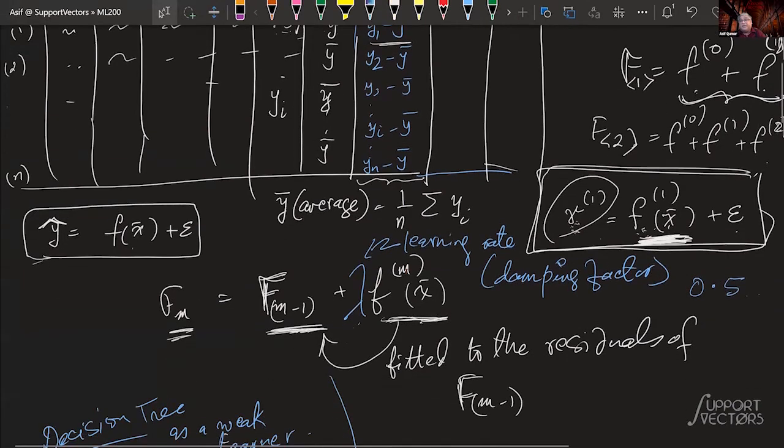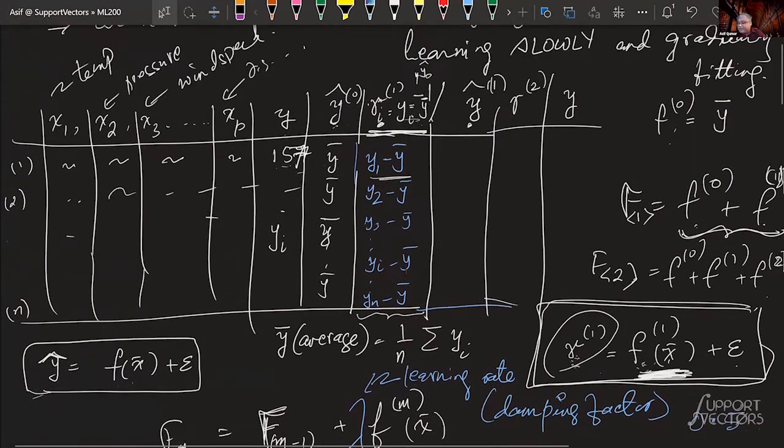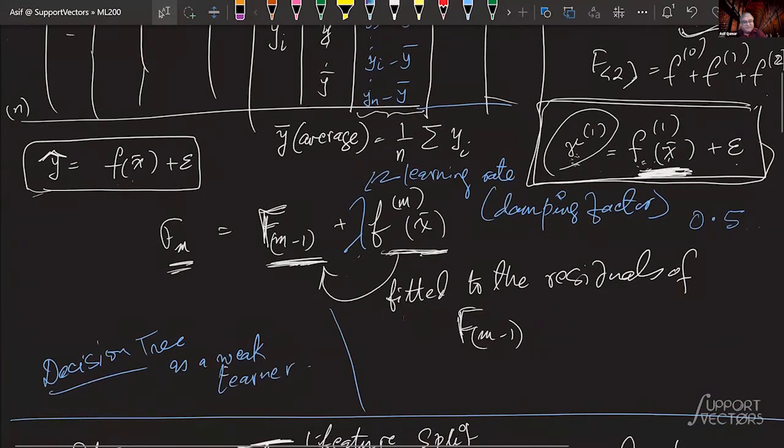What will that model do? That model will now make predictions. Those predictions will have their own errors. And those errors, now you'll fit to F2. And you will keep on going up to a certain extent. You can choose m equal to 20 or 30, or whatever it is, 100. You can keep on going sequentially, building an ensemble with weak learners.